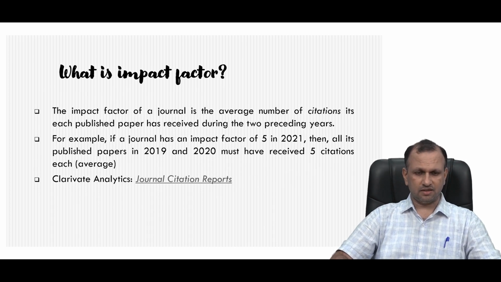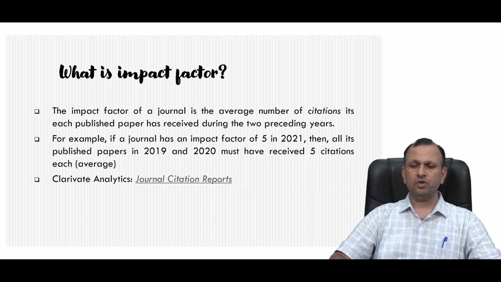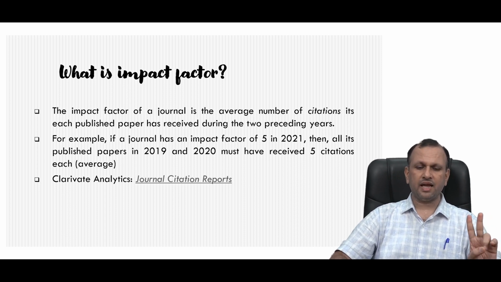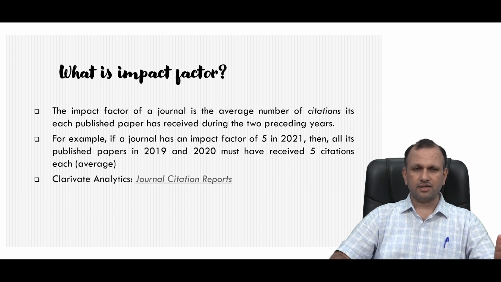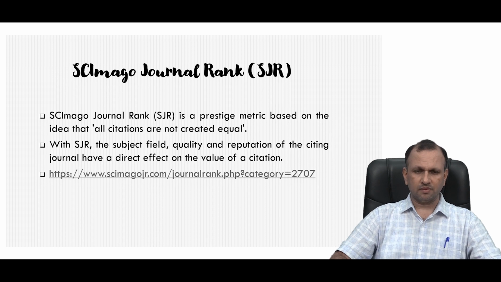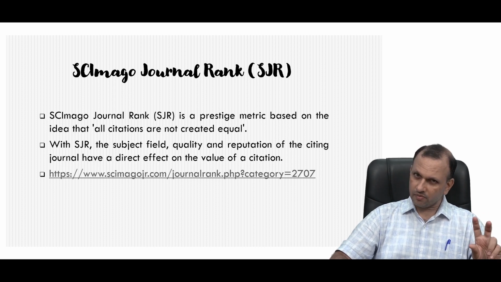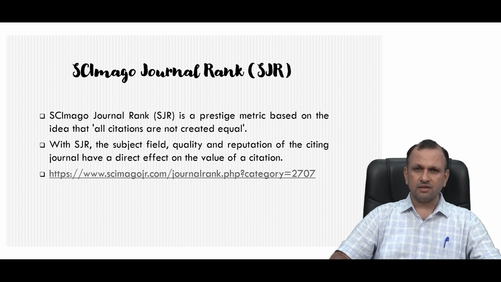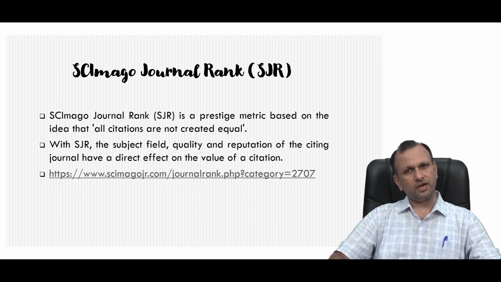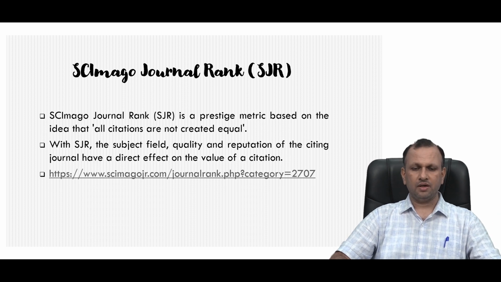So what is impact factor? We just discussed it. The impact factor of a journal is the average number of citations each published paper has received during the two preceding years. And Clarivate Analytics gives impact factors every year for a journal. Scimago Journal Rank is a prestige metric based on the idea that all citations are not created equal. As I explained, for different fields, the generation of citations is different. Hence, it categorizes the journals based on the subject field.